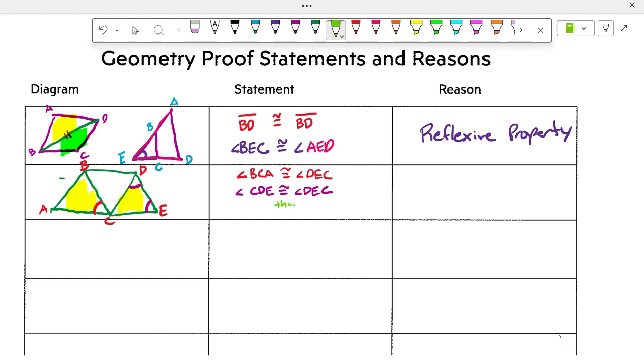Thus, couldn't I say that angle CDE is congruent to angle BCA because they're congruent to the same angle? Yes, no, maybe? Yeah, I can. Since they're congruent to the same angle, I can say that these two angles are also congruent. All right, so we already called that, it's called the transitive property. And it's also known as substitution.